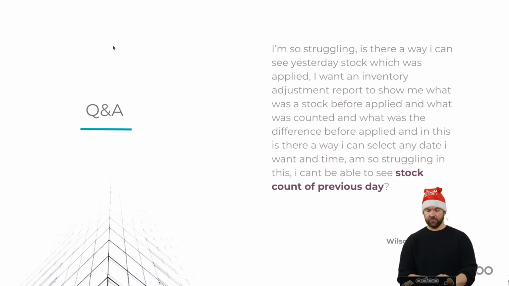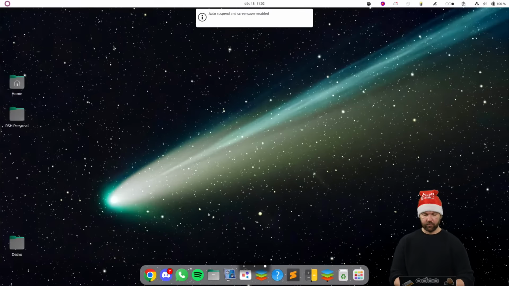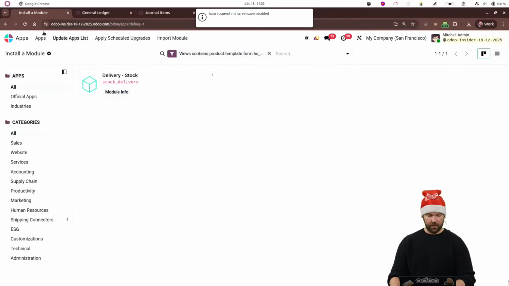I'm so struggling. Is there a way I can see yesterday's stock which was applied? I want an inventory adjustment report to show me what the stock was before applied, what was counted, and what the difference was. And in this, is there a way I can select any date and time? I can't see the stock count of the previous day.